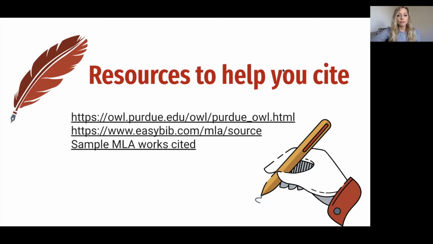So here are some links. You can go to this website and they have all of the MLA requirements for how to make a Works Cited page, what information to include, what order to include it in. There's even this website called EasyBib. You can literally just type in the URL and they will generate a citation for you. And then you also can refer to my sample Works Cited page that I've just posted. So that should be helpful to you as well.